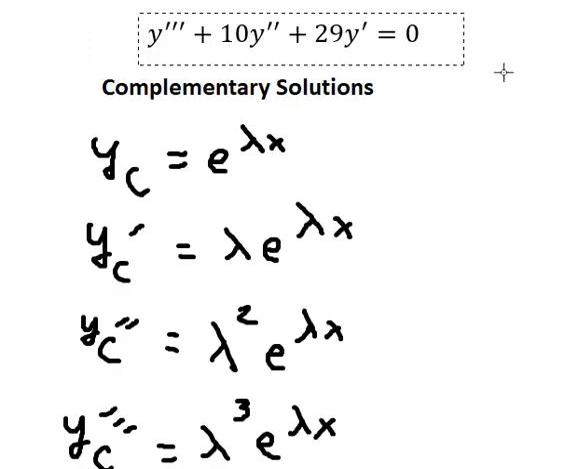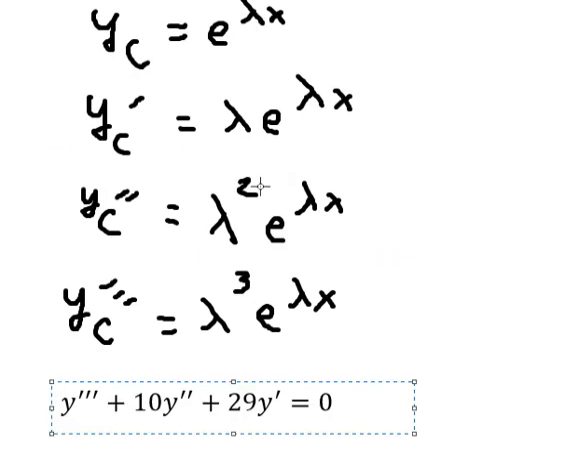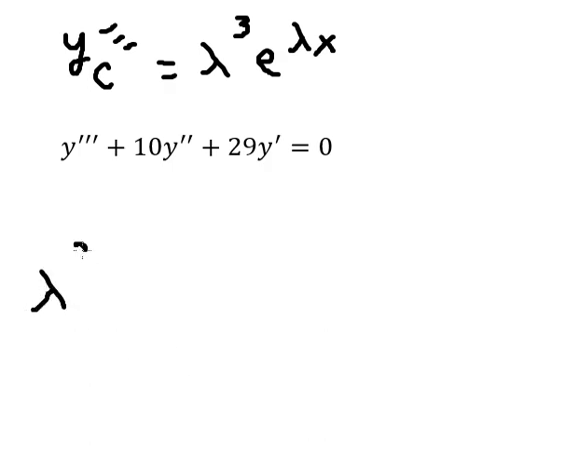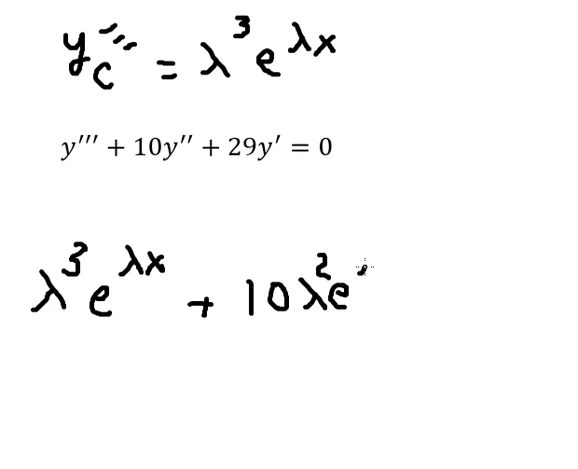Now we have this, so I will substitute this one here, this one here, and this one here. So we have lambda to the power of 3 e to the power of lambda s. The next one we have 10 lambda squared e to the power of lambda s, and we have 29 lambda e to the power of lambda s equals 0.